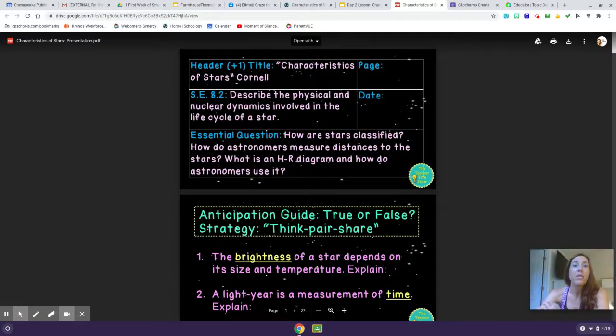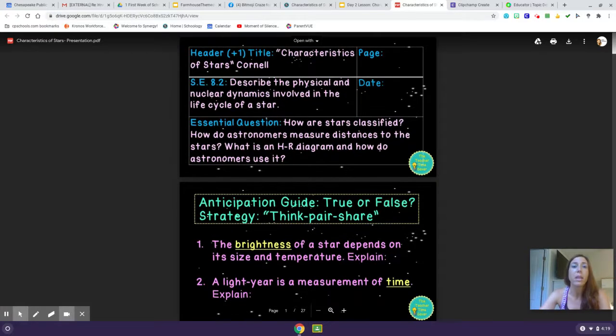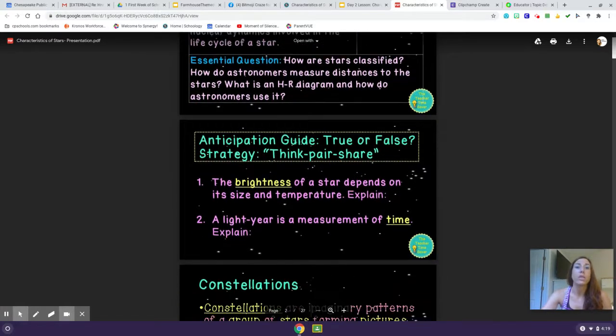Everyone. So today we're going to talk about the characteristics of stars, and our essential questions for this lesson are: how are stars classified? How do astronomers measure distances to the stars? And what is an HR diagram, and how do astronomers use it? So we're going to check back at the end of the lesson and make sure that we answered those questions.